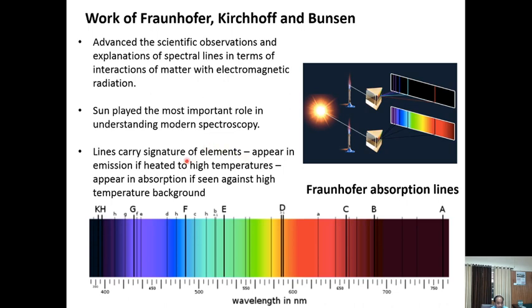They will appear in emission if heated to high temperature, but they can appear in absorption if seen against a high temperature background. And that gave a very fundamental explanation for the absorption lines seen in the sun spectrum.